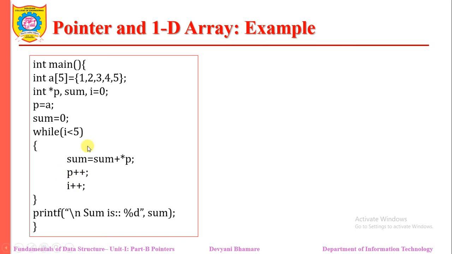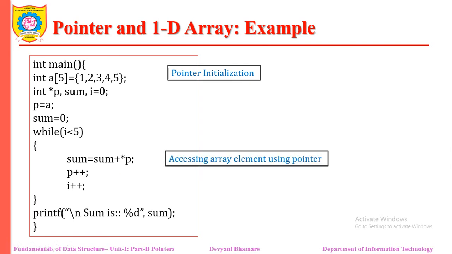P is increased by 1, with the scaling factor. P points to the second element. Again it is added, 1 plus 2, that is 3. P is increased by 1, so it points to the third element. So 3 plus 3, 6. P is increased by 1, so P points to the fourth element. So 6 plus 4, 10. P increased by 1 points to the fifth element. So 10 plus 5, 15. In this fashion we are getting the output 15. So here we initialize the pointer, and we access the elements using the pointer, and the output is 15.